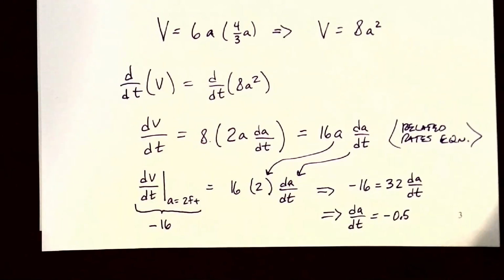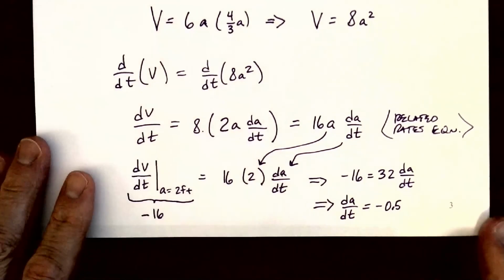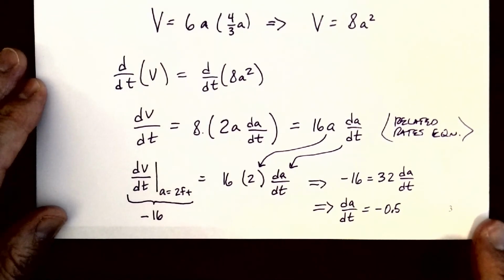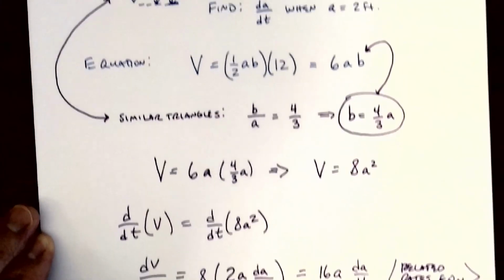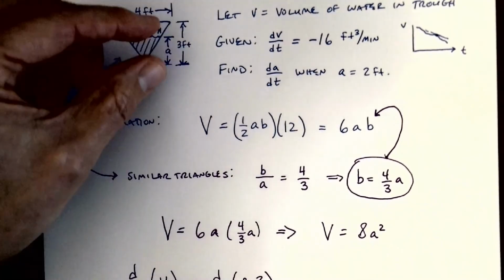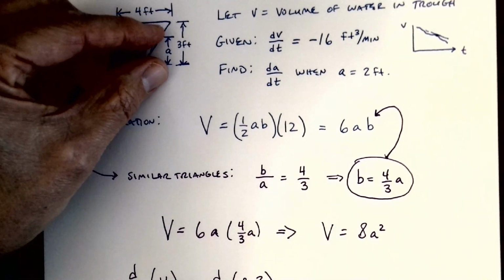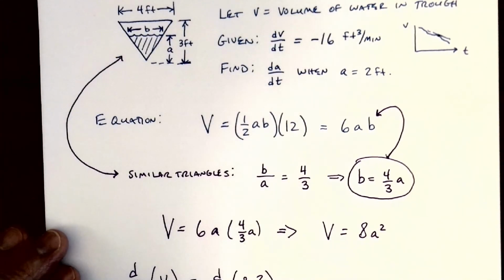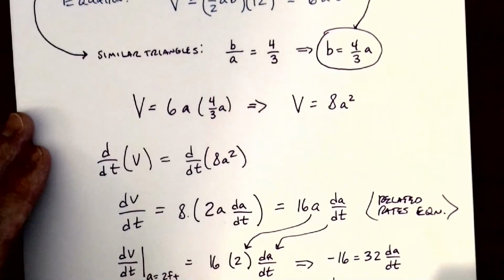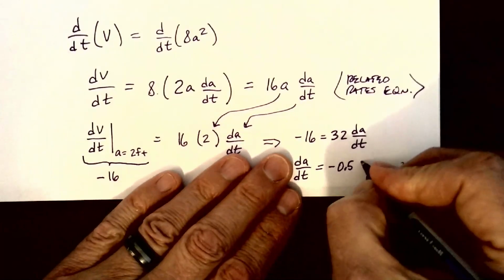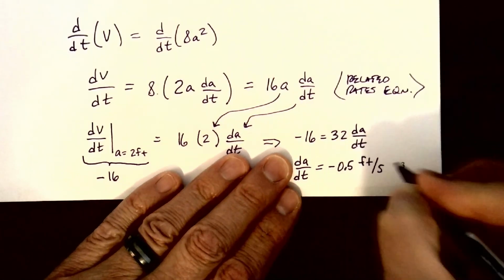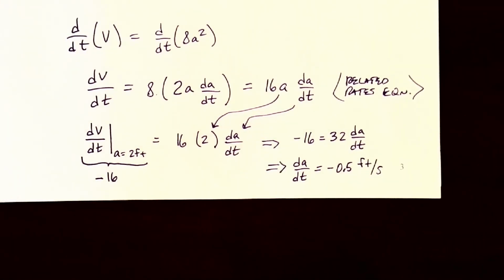What would the units be in this case? dA dt. A is measured in what? Units of feet. T is measured in units of time in seconds. And so this should be feet per second. The rate of change of the height with respect to time is in feet per second.